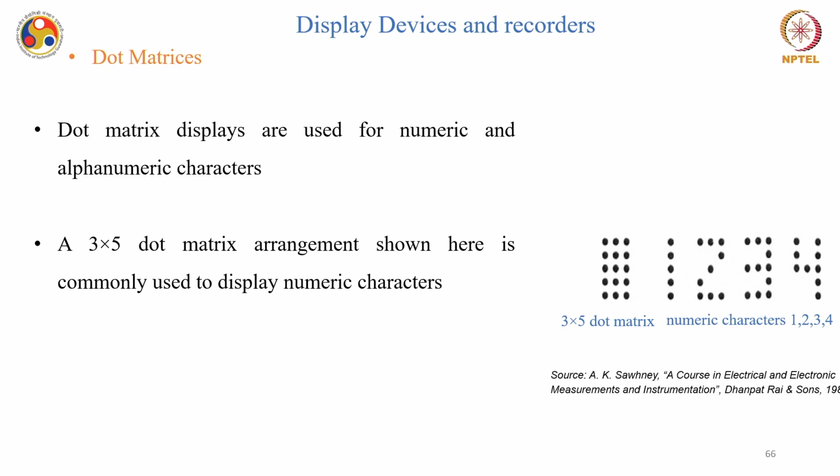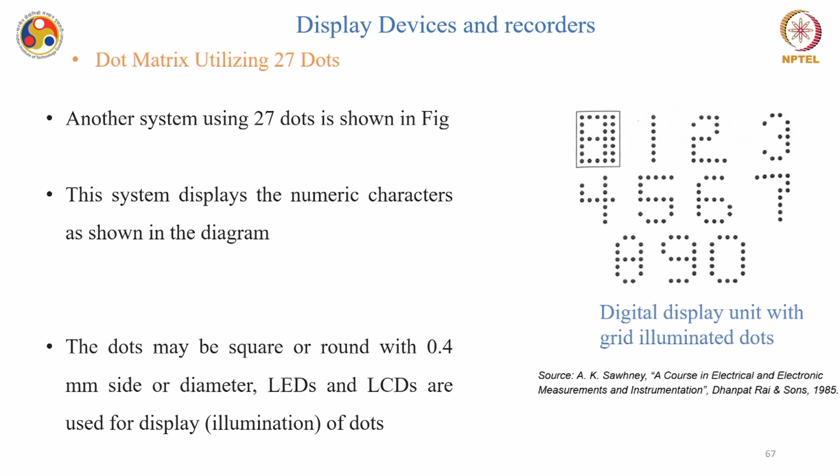Similarly, we have dot matrices. There are different varieties of dot matrices available. Dot matrix displays are used for numeric and alphanumeric characters. The 3 cross 5 dot matrix arrangement shown here is commonly used to display numeric data. Another system uses 27 dots, as shown over here. This system displays the numeric characters as shown in the diagram. You can see that depending on which dots are glowing, you can have all these numbers.